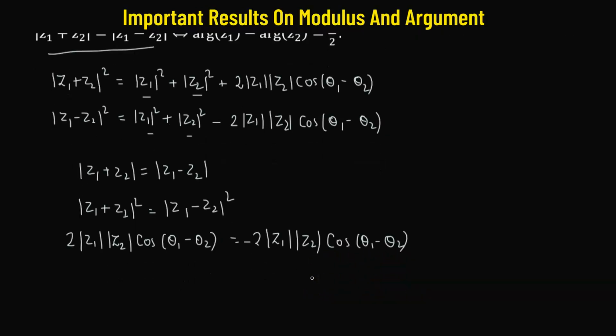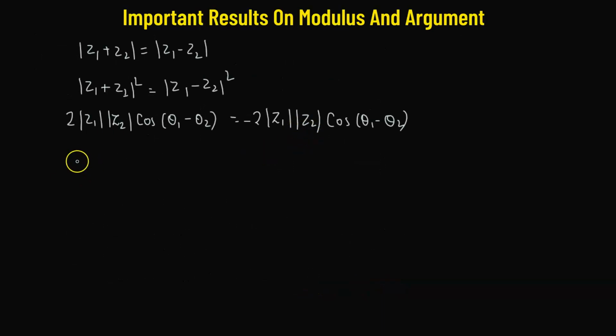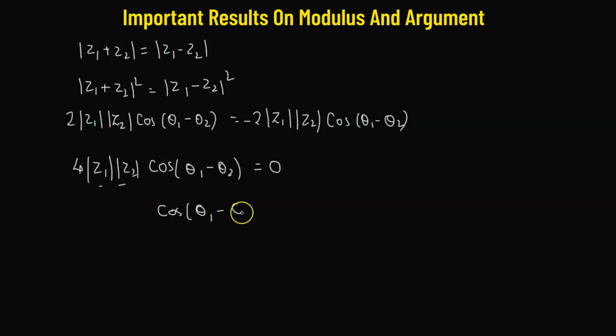We can transpose the term on the right hand side to the left hand side and combine it to get 4 times absolute value of z1 times absolute value of z2 times cosine of theta 1 minus theta 2 equal to 0. Here 4, absolute value of z1 and absolute value of z2 will not be 0, because we have already defined the two complex numbers as non-zero, and 4 being a number, we are left with cosine of theta 1 minus theta 2 equal to 0.